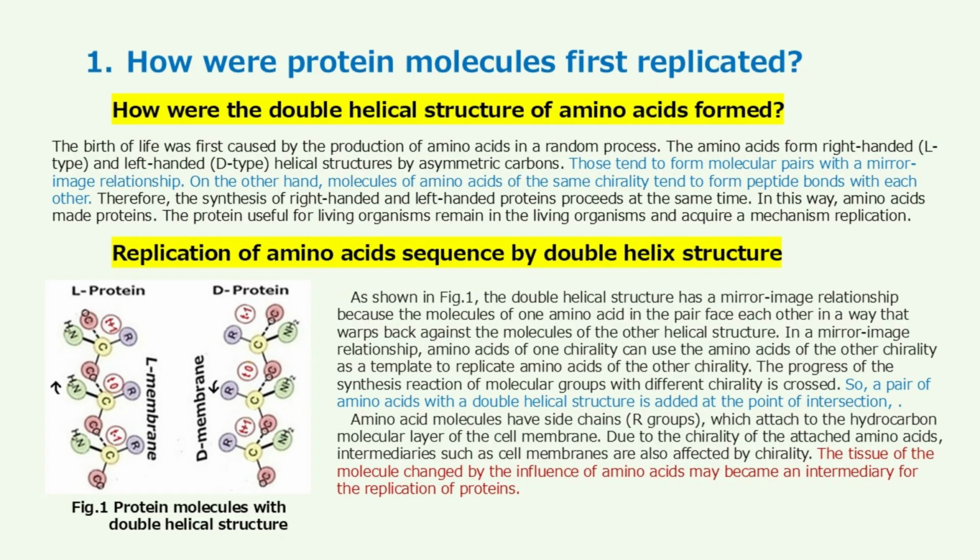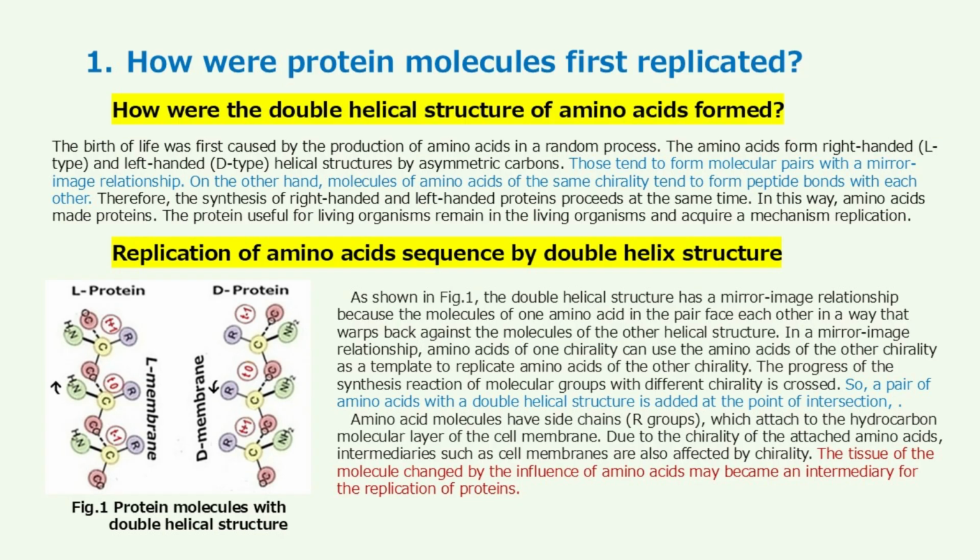In a mirror-image relationship, amino acids of one chirality can use the amino acids of the other chirality as a template to replicate amino acids of the other chirality. The progress of the synthesis reaction of molecular groups with different chirality is crossed. So, a pair of amino acids with a double helical structure is added at the point of intersection.